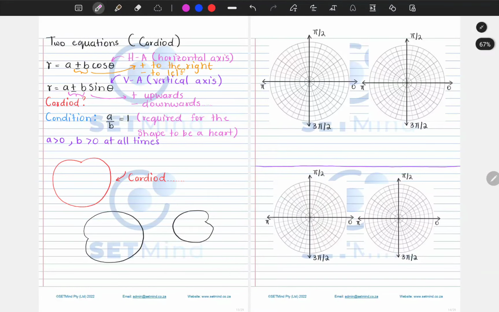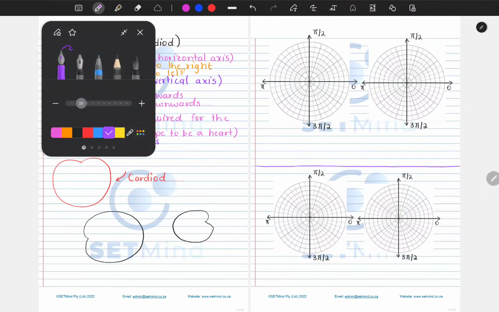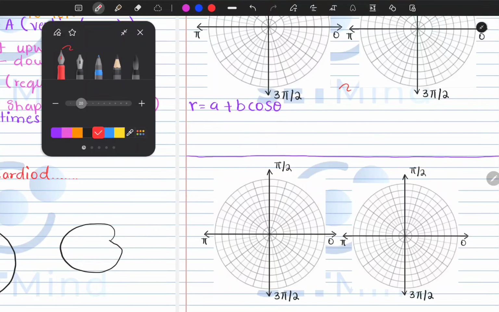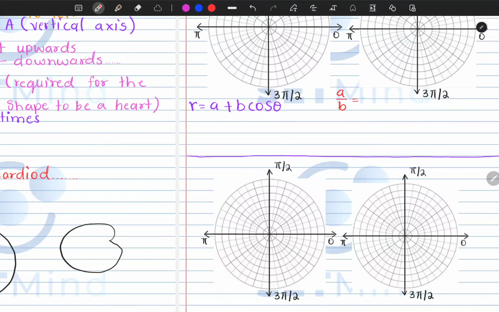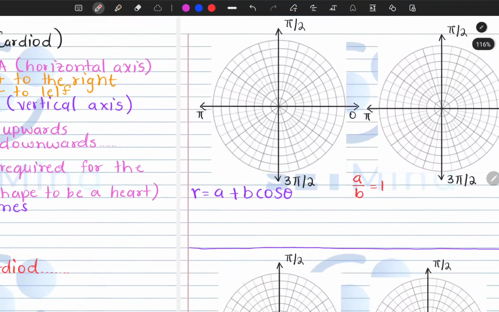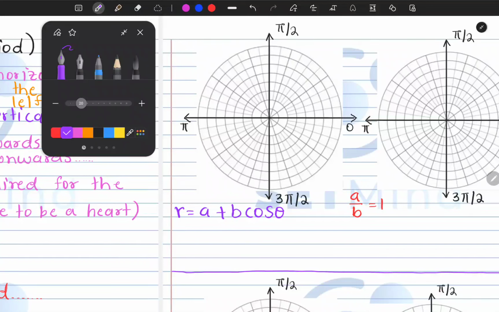Let's explore what these mean and how we can apply what we are learning to plot these graphs. We are going to look at r equals a plus b cos theta first. Remember, we're looking at the cardioid, which means a divided by b is 1. This will apply only if a divided by b is 1. So how does it work? We start at the origin, like that.